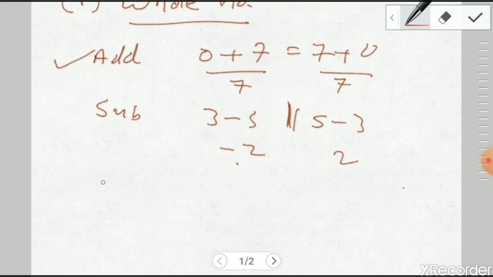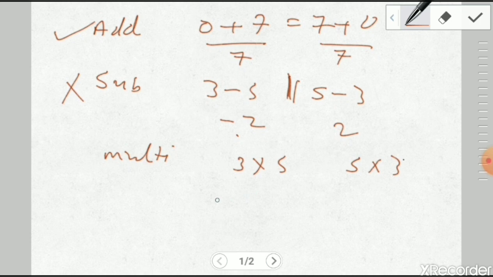And same for multiplication also. If I write 3 multiply 5 and 5 multiply by 3, 5 threes are 15 and here also 5 threes are 15. That means both are equal. So we can say that multiplication is commutative. Simply, commutativity means if I change the order of the numbers, still the answer will be the same.